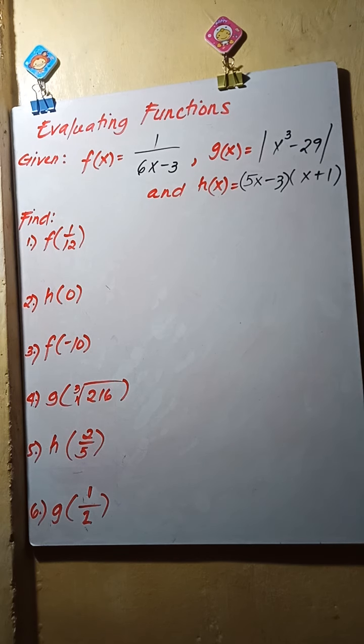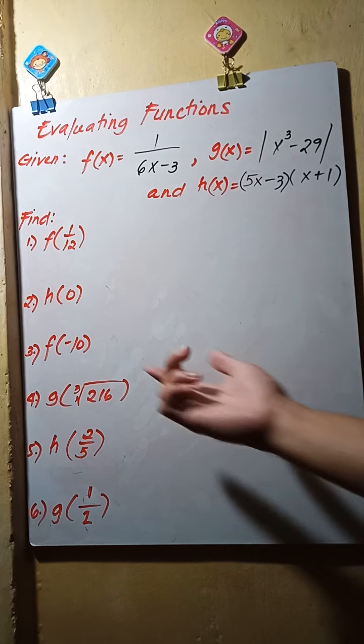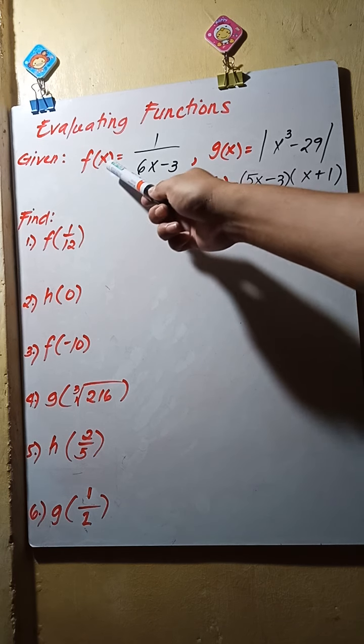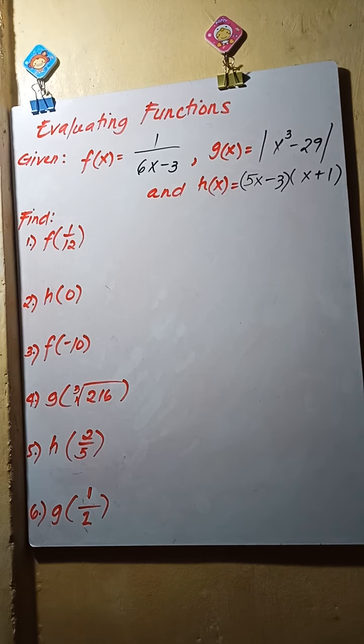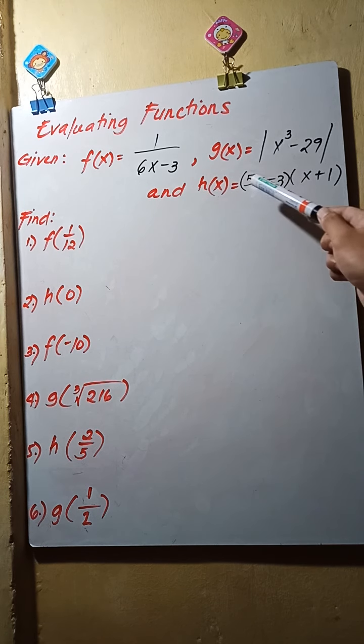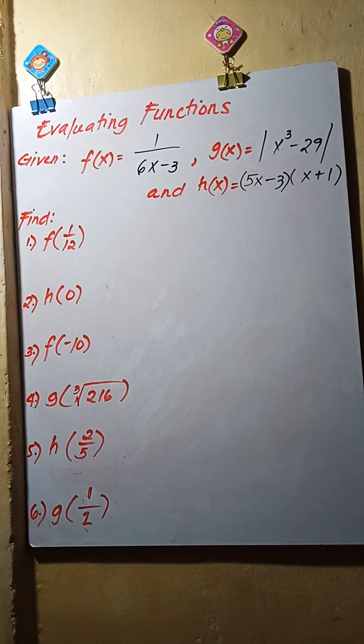Okay, evaluating functions. When you evaluate a function, you just simply plug in the value of x, or whatever the variable is. Let's say for example, I have here a function f of x equal to 1 over 6 x over 3. g of x is equal to the absolute value of x cubed minus 29. And then last, h of x is equal to the quantity 5x minus 3 times x plus 1.